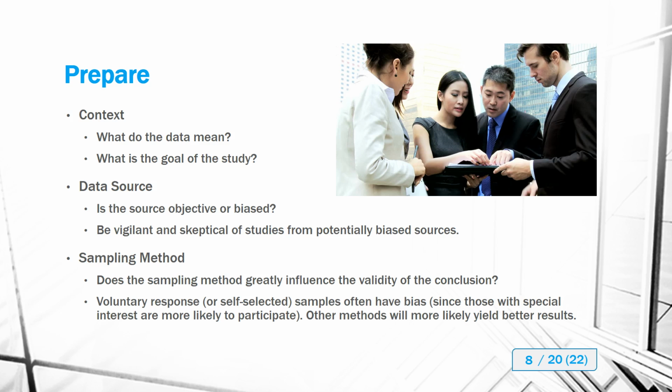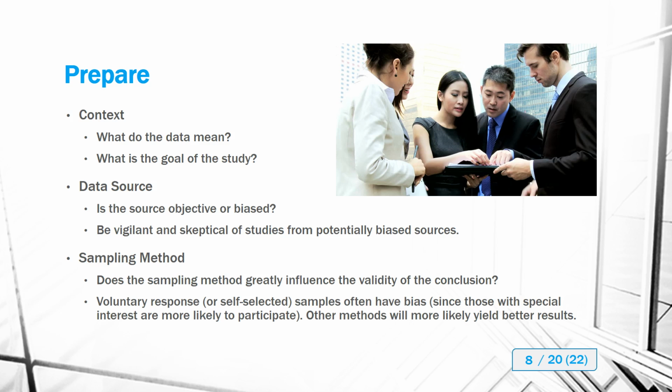So you have to consider the context of the data. What did the data really mean? Where did the data come from? And what's the intention of the study? What is it we're trying to do? We're trying to establish a relationship. We're trying to make a prediction about the future. So this context is really important. We have to get that straightened out before we even start the study.